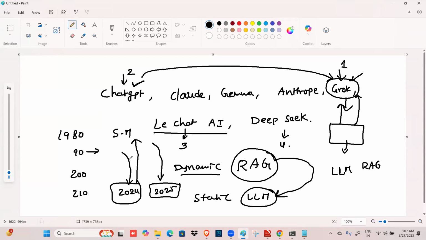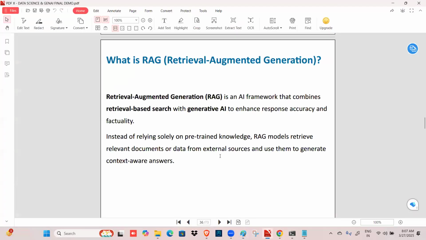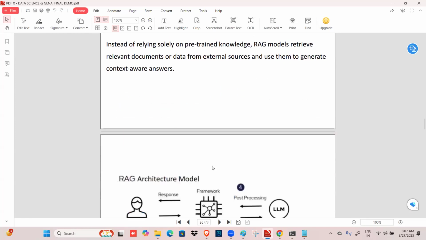Inside those LLMs we use RAGs, and inside the RAGs we use AI agents. These are interconnected one by one. In our course we will learn them one by one so that we gain tremendous knowledge of generative AI. Instead of relying solely on pre-trained knowledge like an LLM, RAG models retrieve relevant documents or data from external sources and use them to generate context-aware responses.